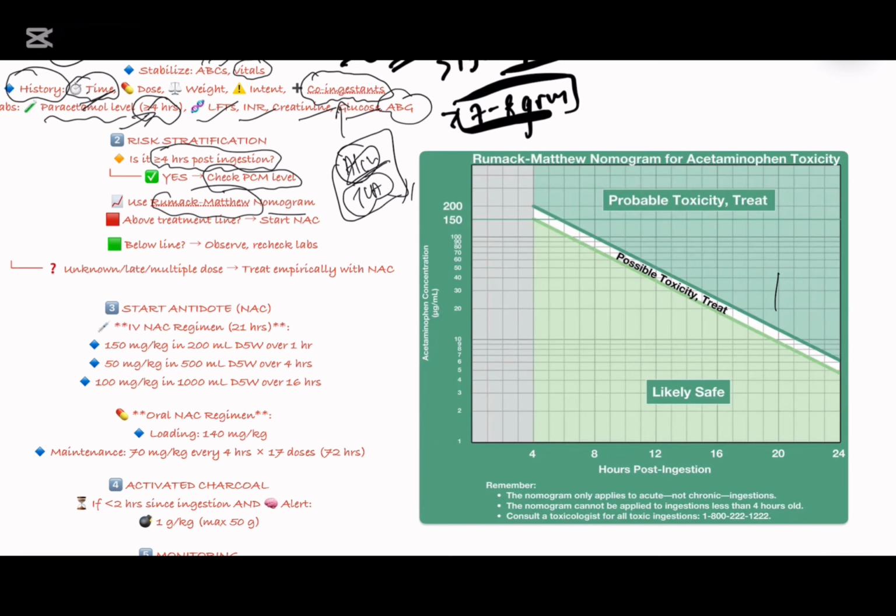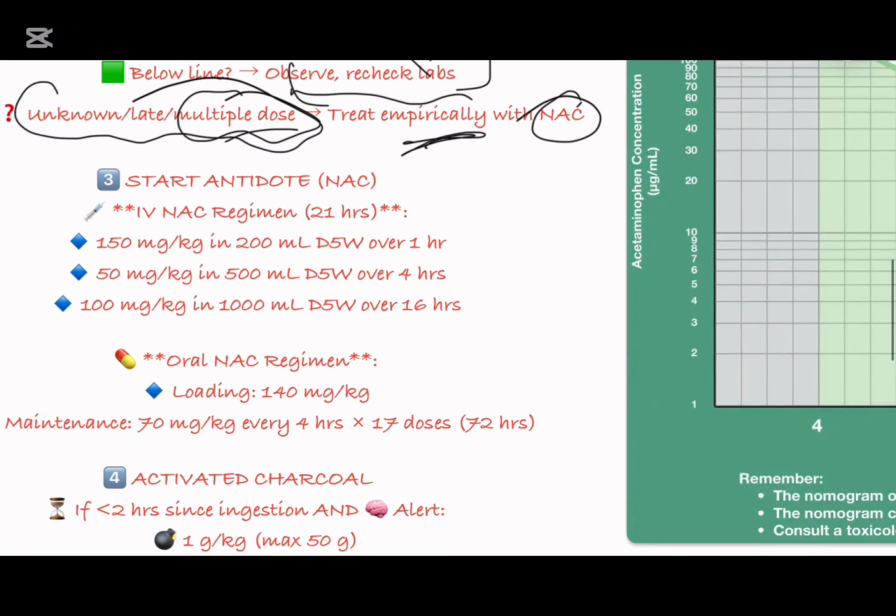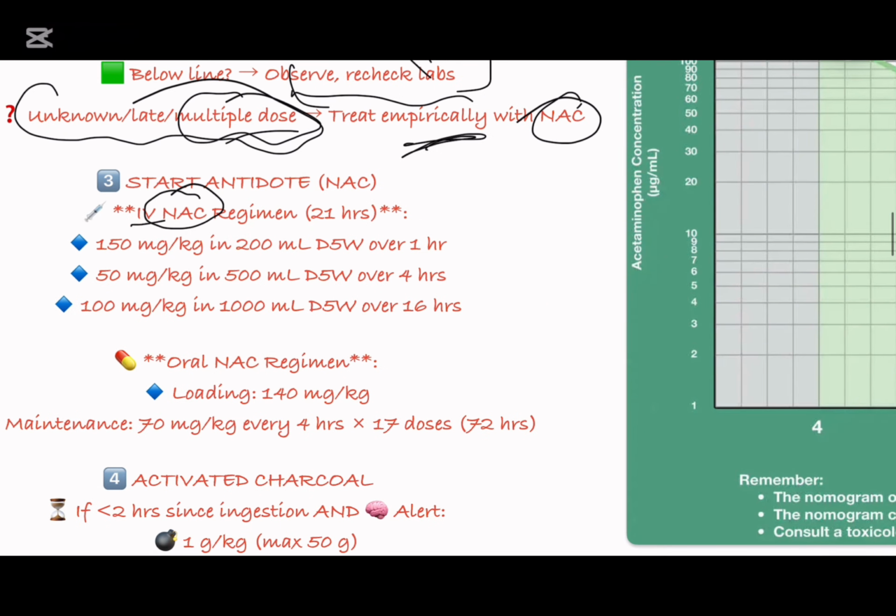If it is above the line, then we can start NAC. NAC means N-acetylcysteine. If it is below the line, then we can observe and recheck the labs. If the time is unknown and late but there were multiple doses, then we can use NAC empirically. The standard NAC, acetylcysteine, is an IV regimen for 24 hours.